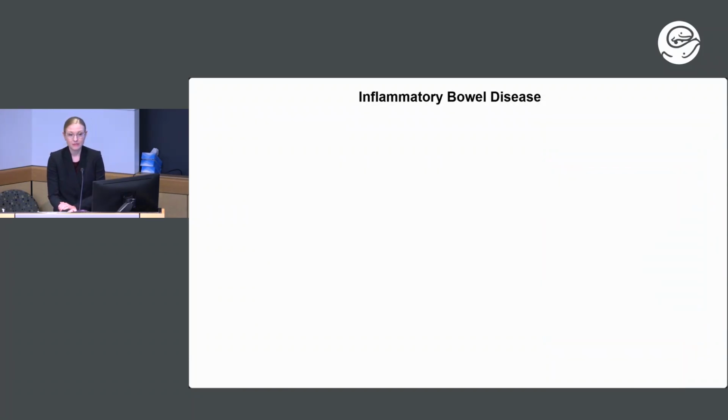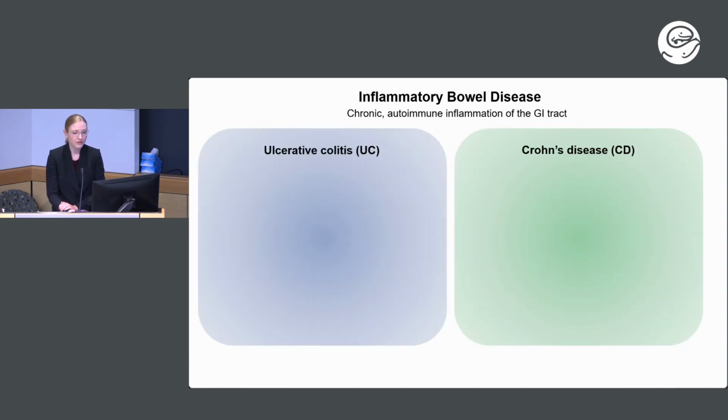So let's talk about some definitions and basic characteristics of IBD first. IBD involves chronic autoimmune inflammation of the GI tract, and there is no known cure. There are two main types, ulcerative colitis and Crohn's disease. We do our best to fit our patients into one of these two categories, but in reality, the lines between them are a little bit more blurred than this depiction indicates.